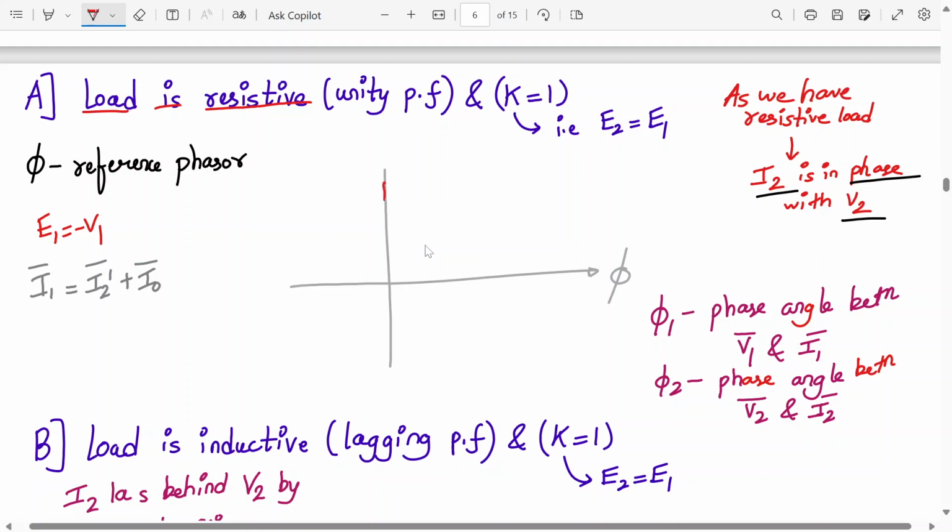Let's say we have this V1 over here, V1 bar. Where will I draw E1? Can you tell me? It's minus of. Negative y-axis. Yes, correct. Here it is. So here it will be minus E1. Yes or no?